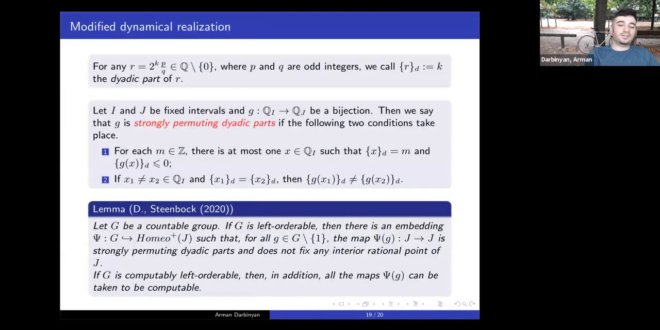And one more technical thing: actually we need two more technical things in order to complete our theorem. One is that we need to develop some chart representations for particular homomorphisms that act on these mapping tori. But in addition, in order to preserve these properties, we have to modify the dynamical realization or this topological characterization of left-orderable groups that I mentioned.